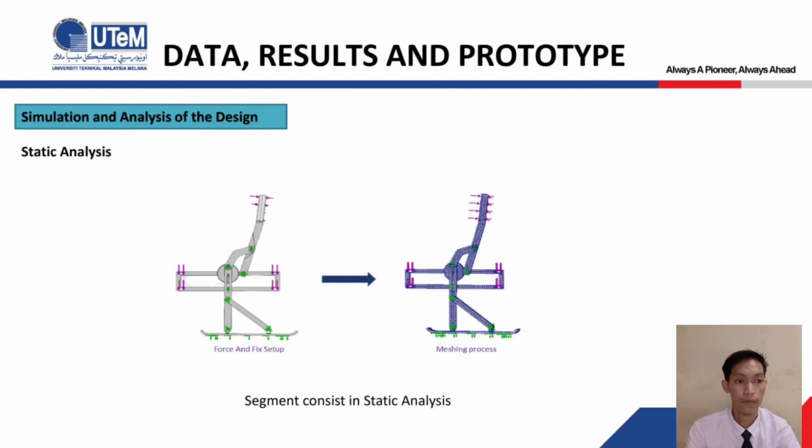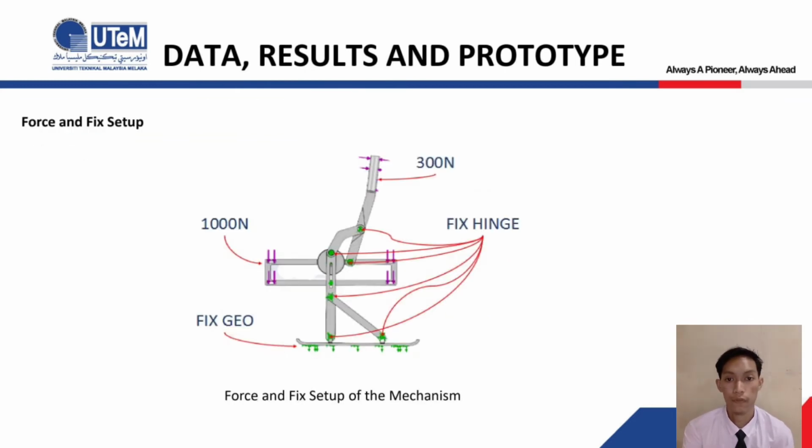Static stress analysis was performed in the main area of the design of the project. Then for the force and fixed setup of the mechanism, the maximum force that has been applied to this mechanism is 1000 Newton, or equal to 100 kg weight that this mechanism can support. Then for the handle mechanism, the minimum force applied to the handle to make this mechanism move is 300 Newton.